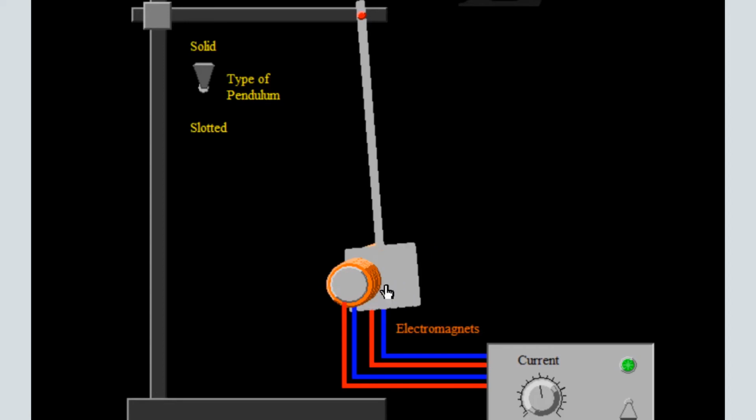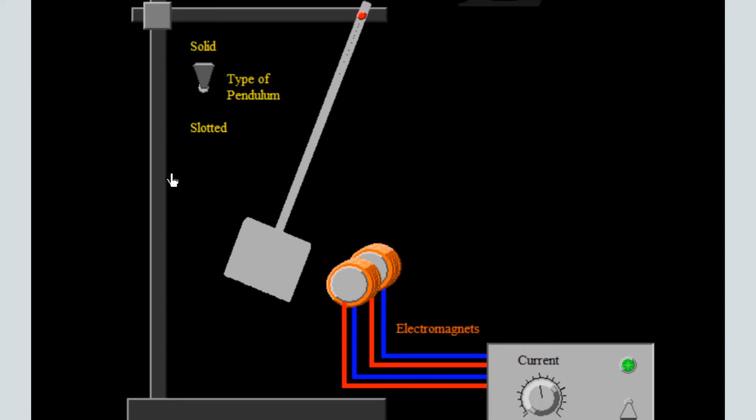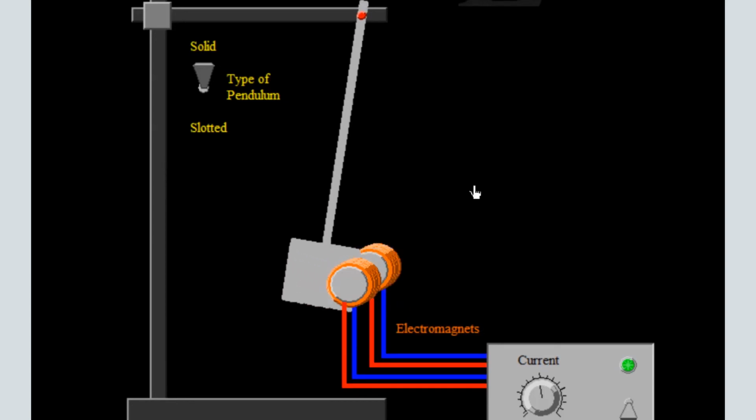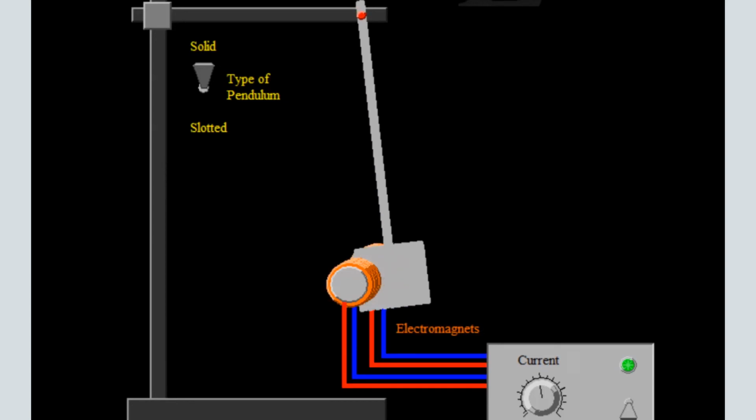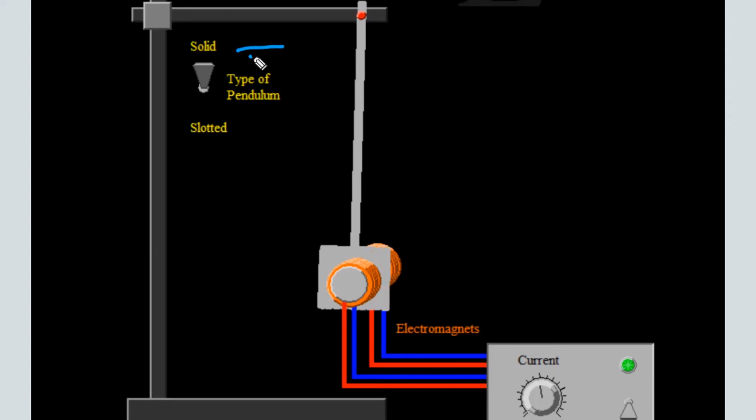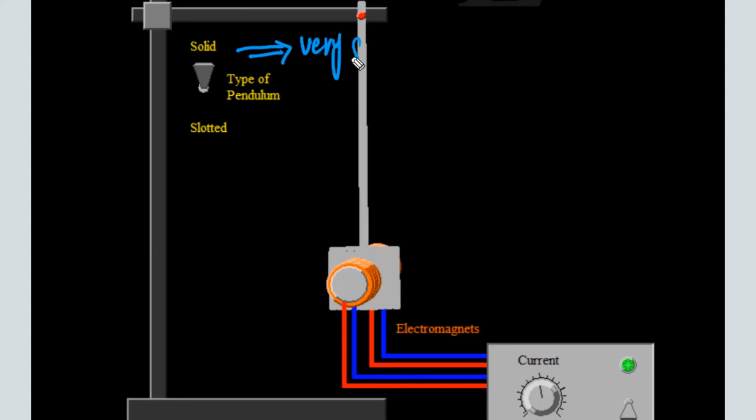If I move this solid plate outside of the magnetic field and then let it go, you will see after a very short time this plate will stop. So we will simply say in this case the time taken by the solid plate is very short.